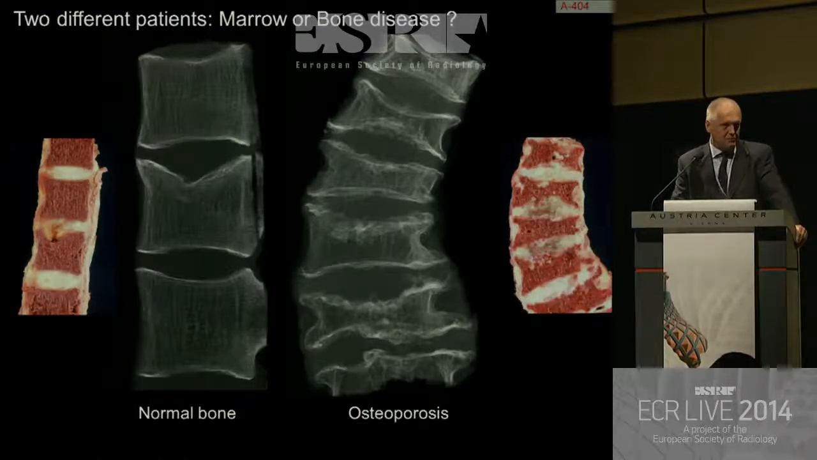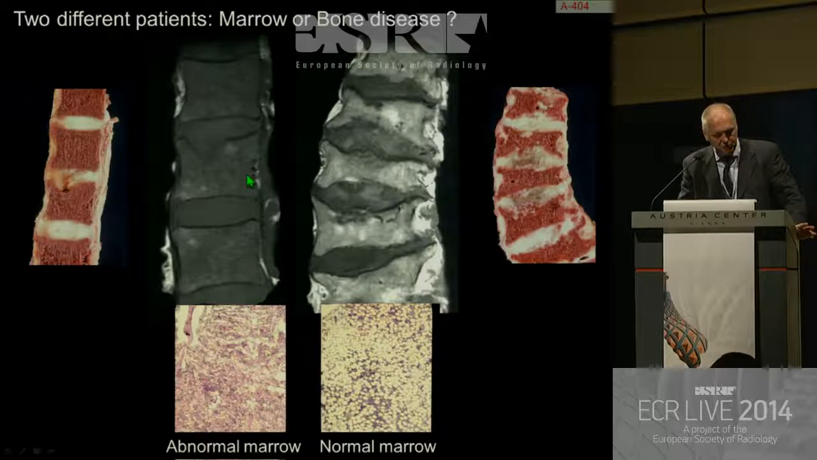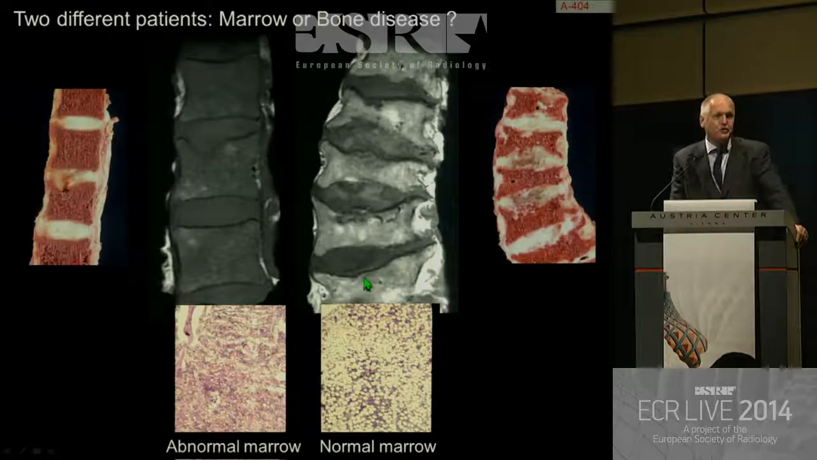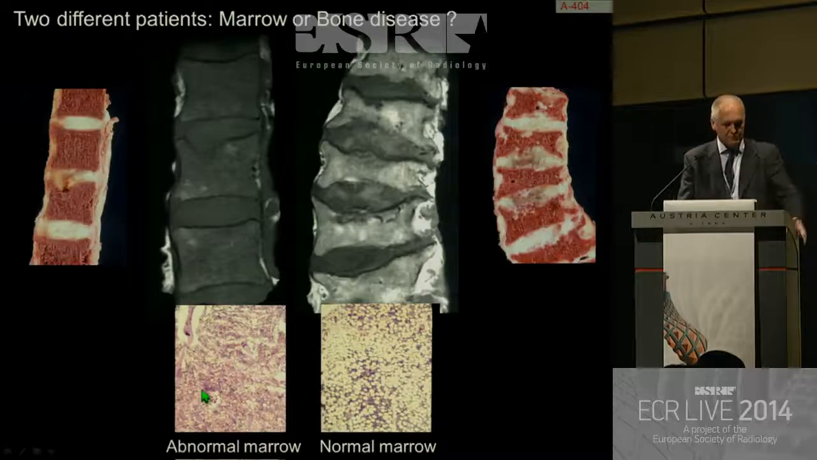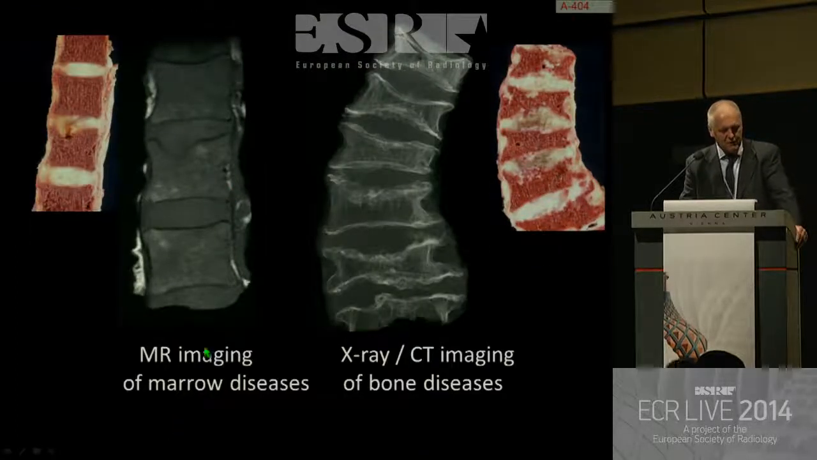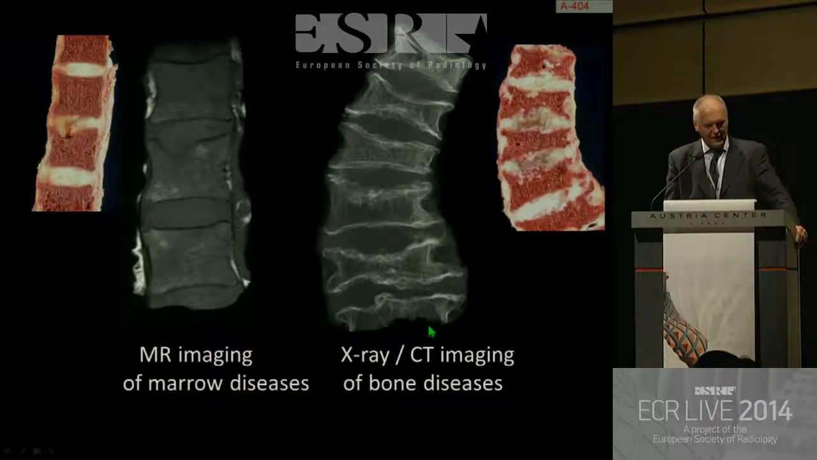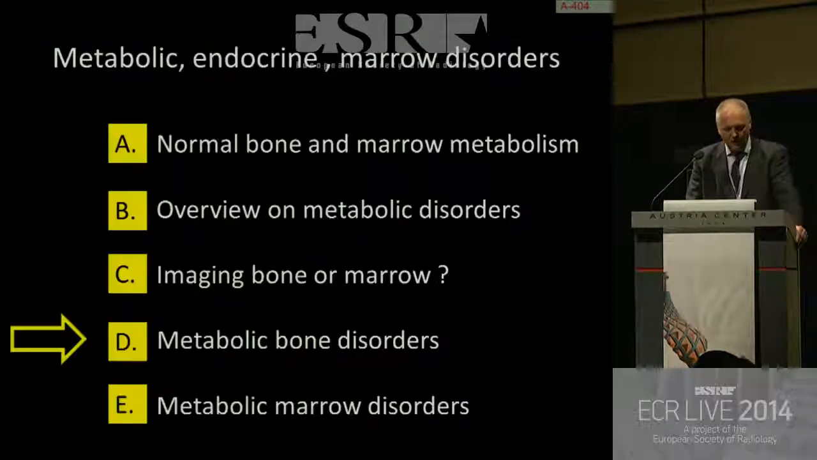What about the marrow disease? Well, for the marrow disease, we need the MR and we need a T1 weighted image. And these are the corresponding T1 weighted images. Look at that bone marrow. It has a normal signal intensity. It's higher than the adjacent disc. Look at that patient. Well, the signal of the bone marrow is equivalent or lower or higher, depending on where you look, with respect to the adjacent disc. And if you look at the corresponding microscopic section, you see a lot of fat cells in that elderly patient. And here, there are not enough adipocytes, and there is marrow infiltration by an abnormal process. So this is marrow disease that we will see on MR, and this is a bone disease that we'll try to see on CT or X-ray.